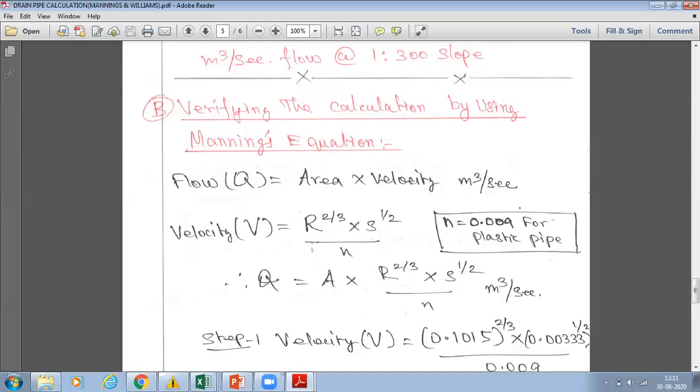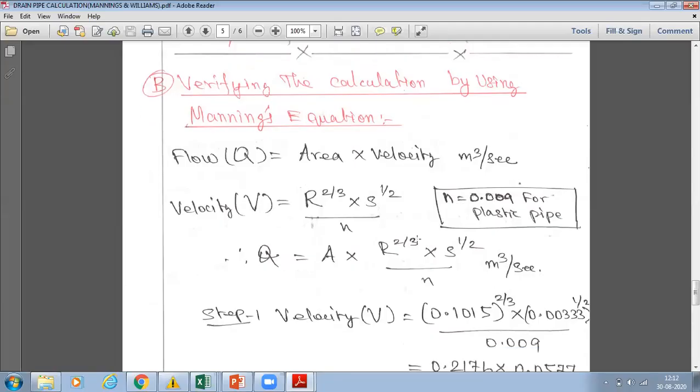For the flow, Q equals area times velocity, meter cube per second. Velocity V equals R power 2/3 into S power 1/2 divided by N. This N is the coefficient of surface roughness. You have to take the value from the Manning's table. For plastic pipe, N equals 0.009. This value is only for plastic pipe. Then Q equals area into velocity, A into R power 2/3 into S power 1/2. This formula we use to calculate the pipe velocity and the flow rate.